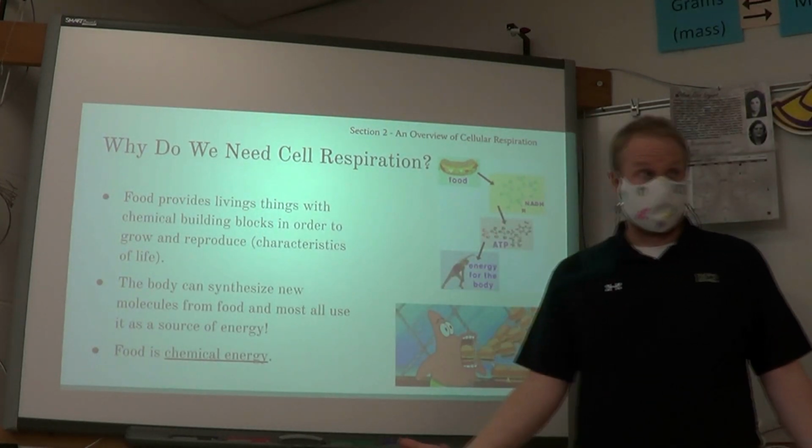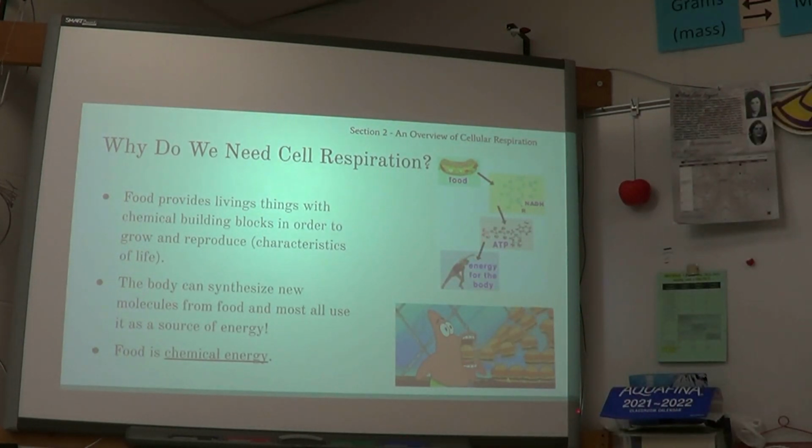Food. We need to eat food. All living things need some source of chemical energy. We have to eat that in order to survive. Food provides living things with chemical building blocks so we can grow, so we can reproduce, so we can carry on life functions. ATP is a form of that energy that our bodies use.